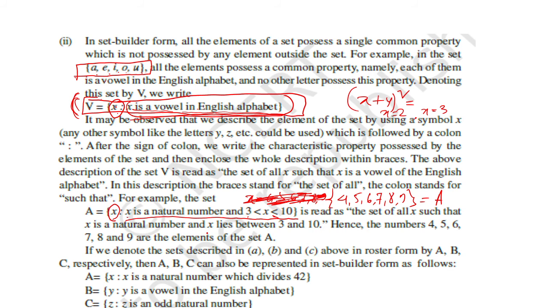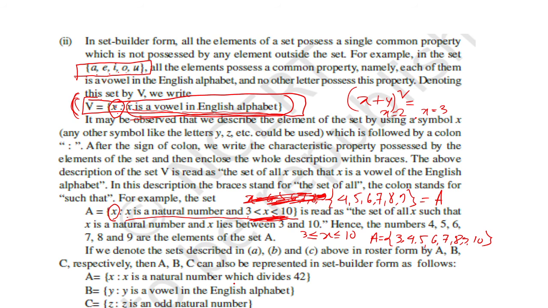But if I make this condition like this, as I have already told you, then the set A will look like this: 3, 4, 5, 6, 7, 8, 9, 10. If we denote the sets described above by A, B, C in roster form, then A, B, C can also be represented in set builder form as below.